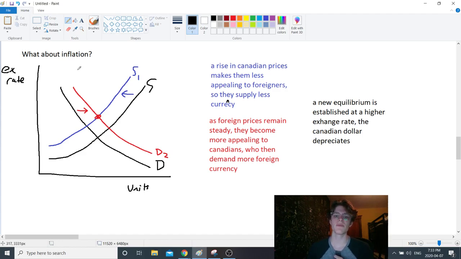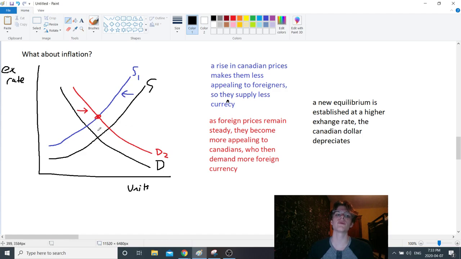But now that our prices are so expensive and the prices in other countries are not, we're going to demand more of their currency. So I'm going to say, I don't want to buy Canadian helicopters. They're $10,000, whereas US helicopters are only $5,000. So I'm going to go buy helicopters from the US, and I need US dollars to do that. So my demand for US dollars has increased.